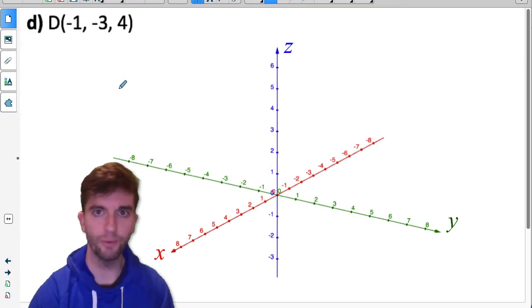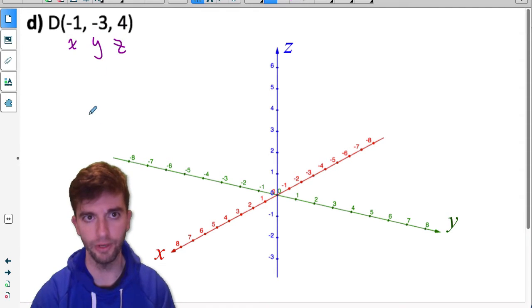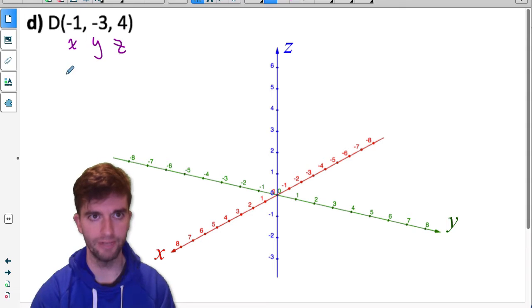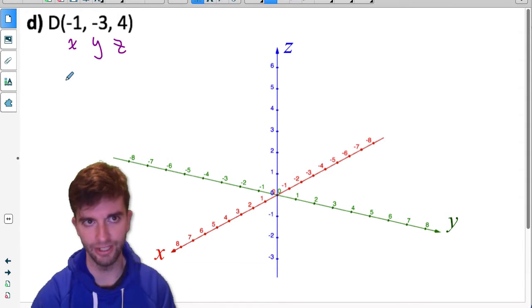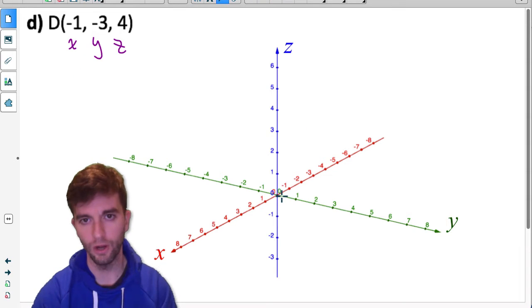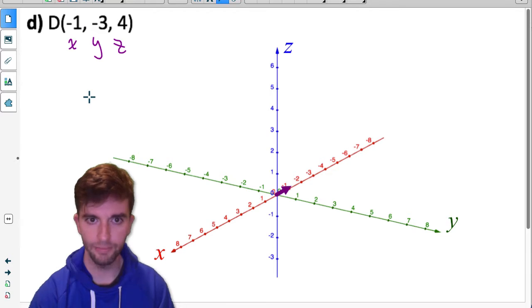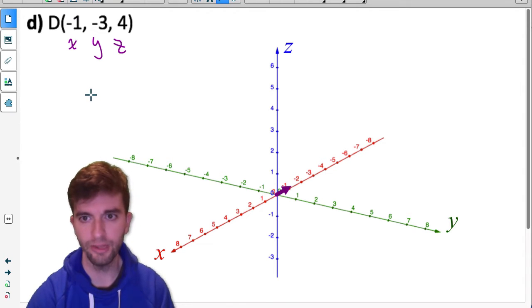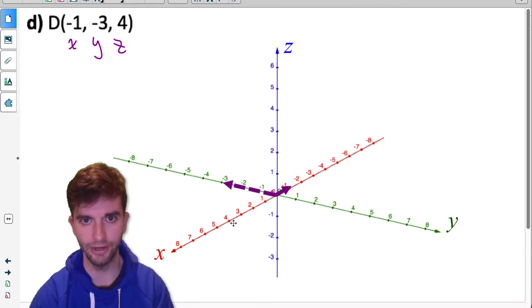All right, this is the last point we'll practice plotting before we get into work with vectors. So this point has an x, a y, and a z component. So the x component of -1 means move 1 unit in the direction of the negative x-axis. So along the negative x-axis, I will move 1 unit. And then -3 is a y component, means move 3 units parallel to the negative y-axis. So 3 units along the negative y-axis would be that length in that direction.